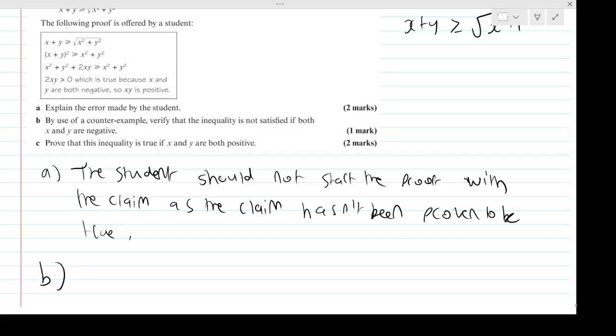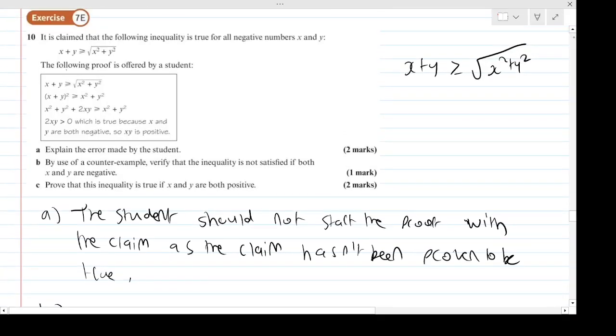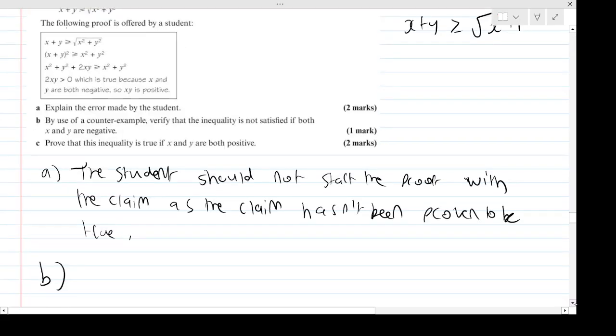Now part B then says, by use of a counterexample, verify that the inequality is not satisfied if both x and y are negative. Okay. So actually it turns out the inequality isn't true, which again shows why you should never start with what you are claiming to be true, because it might not be true. Therefore the whole proof breaks down.